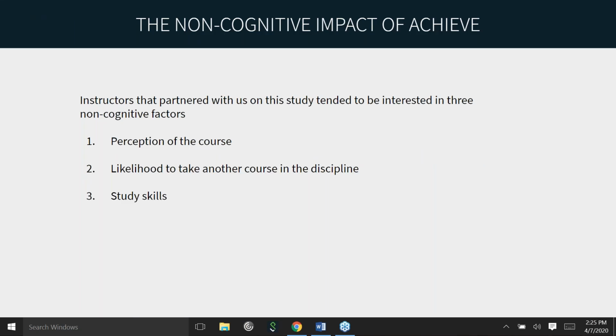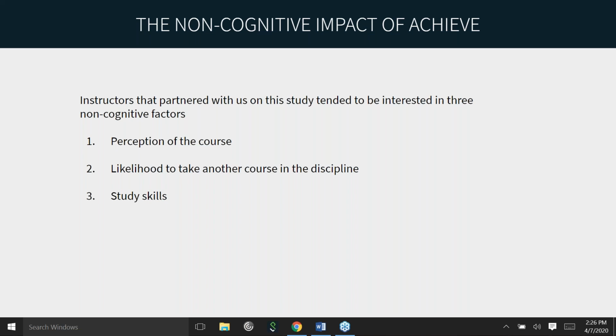And instructors who partnered with us on this study tended to be interested in three non-cognitive factors. Certainly, they all said they wanted to increase academic performance, final course grades, and final exam scores, but they also wanted to understand whether there were digital learning tools that could help support student perception of the course, their likelihood to take another course in the discipline, and whether it could promote study skills.